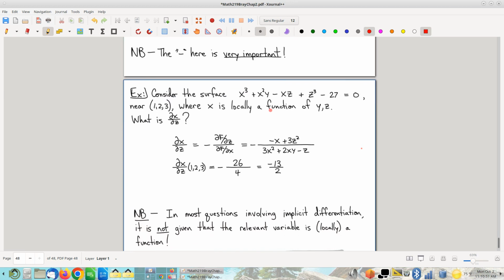If it were not given that x is locally a function, like it was in the second half of the problem, if you're just given an equation representing a surface and they ask you for the partial of x with respect to z, the very first thing you should think is, what are you talking about? What do you mean partial of x? X isn't a function. X is a variable in an equation. Where do you get off asking for the partial of x? We don't even know it's a function. Right? So that's the first thing you have to do.